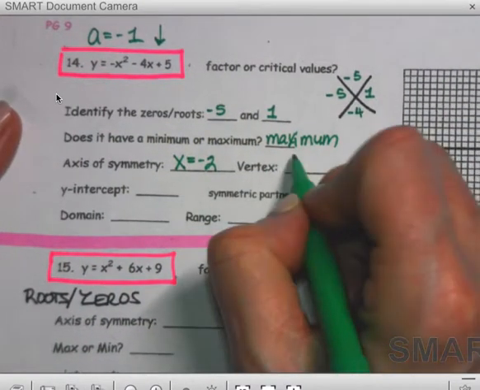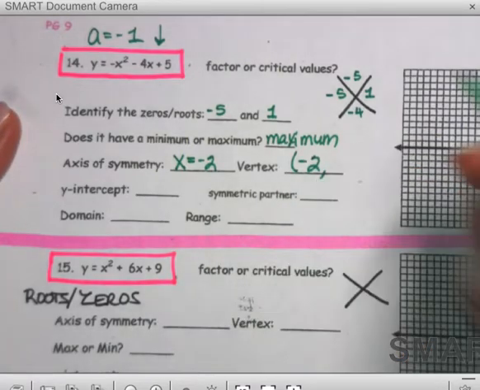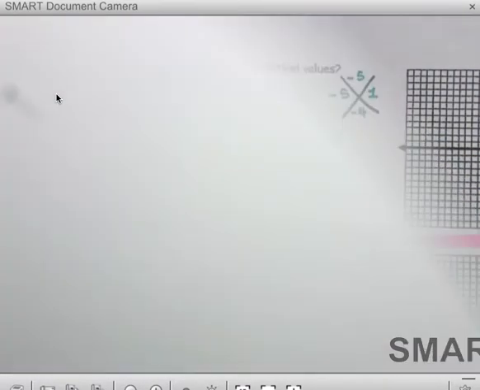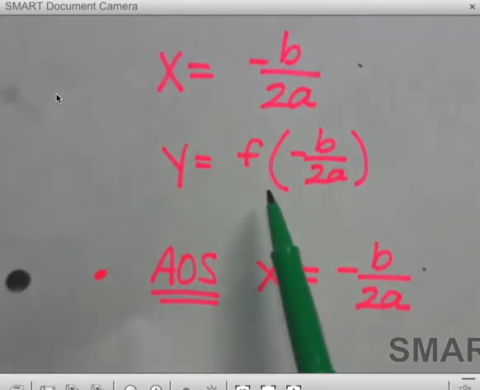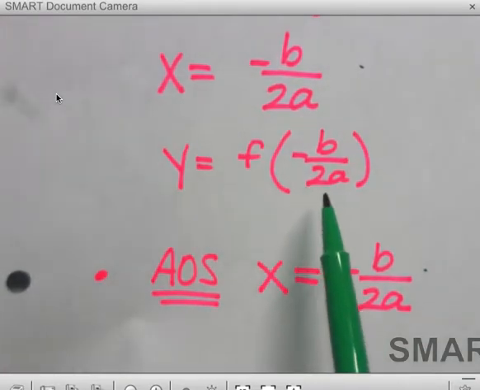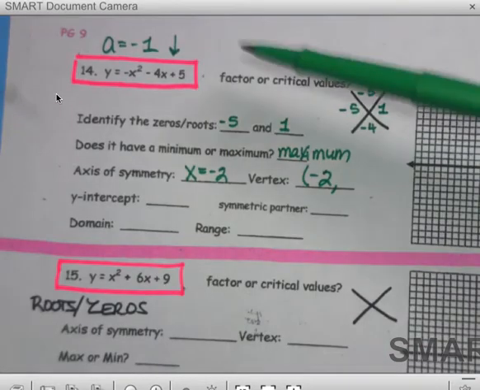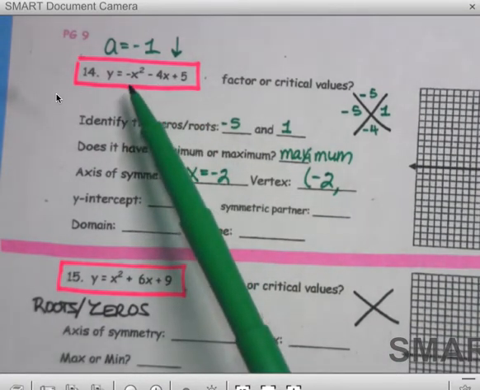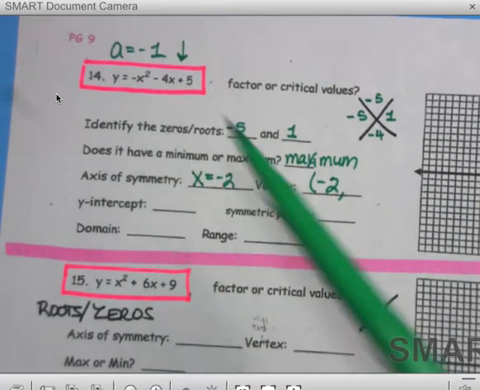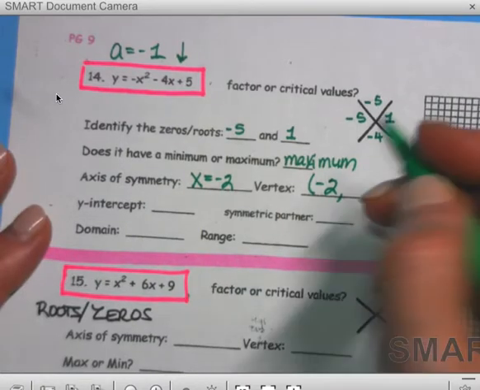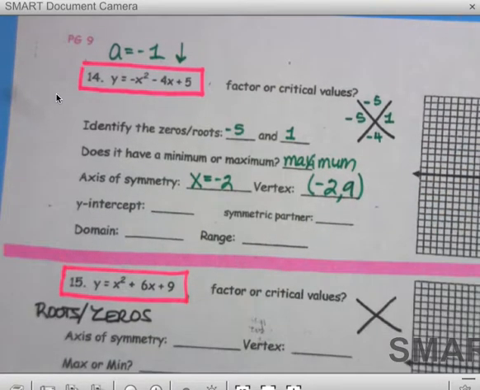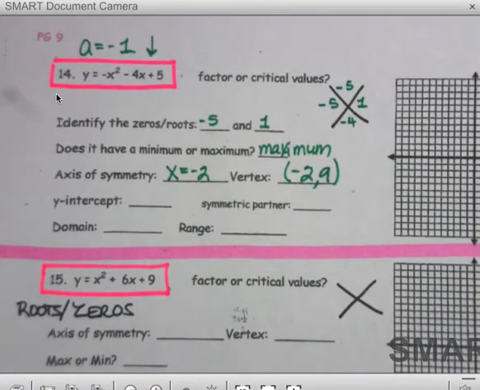The vertex has an x coordinate of -2, and to find the y partner, I would simply calculate f of -2, which means that I'm going to go back to my original quadratic, and I'm going to let x take on the value of -2, and I'm going to end up with a +9. So I've got my roots, I've got my vertex, my axis of symmetry.